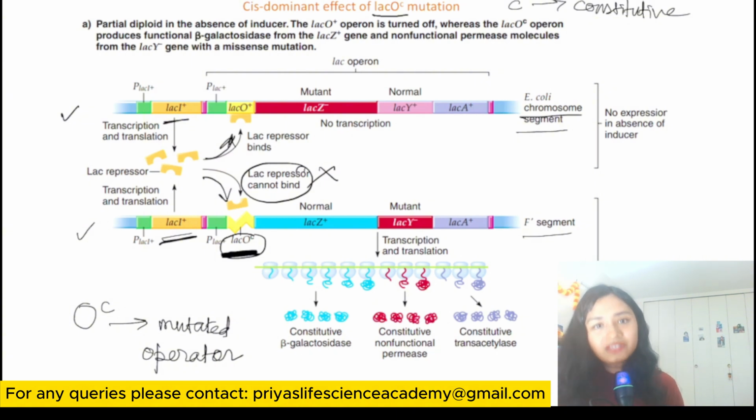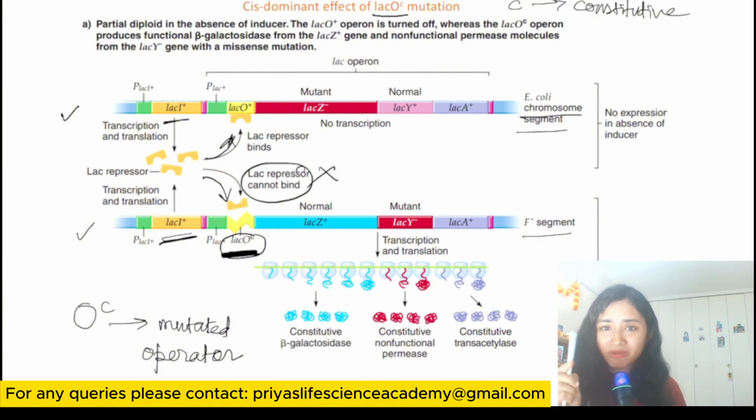So as a result, what will happen? Even in the absence of the inducer, that is lactose or allolactose, in this case the second segment, that is the F dash segment, the plasmid segment's Lac operon will be turned on constitutively. So that is known as constitutive expression. They will not bother whether lactose is present or absent. This operon, the F dash segment's operon, will be turned on always, constitutively, because of the OC mutation present.